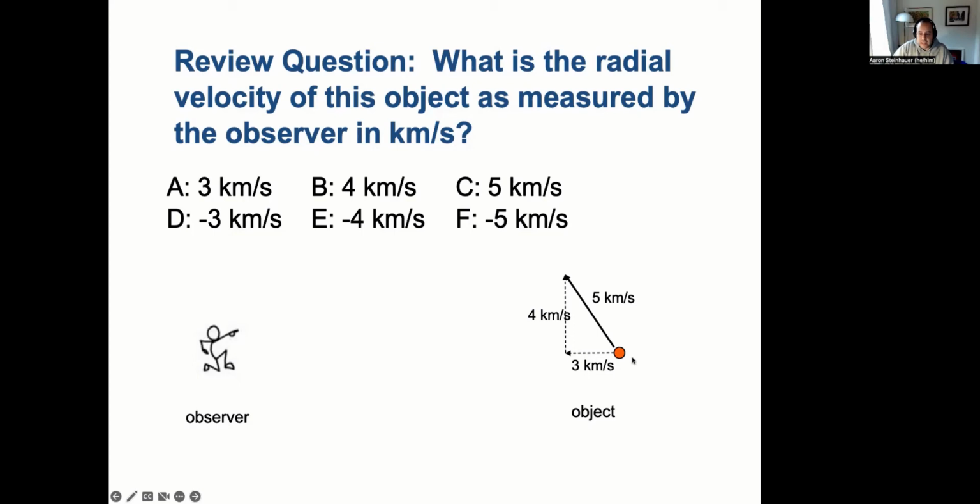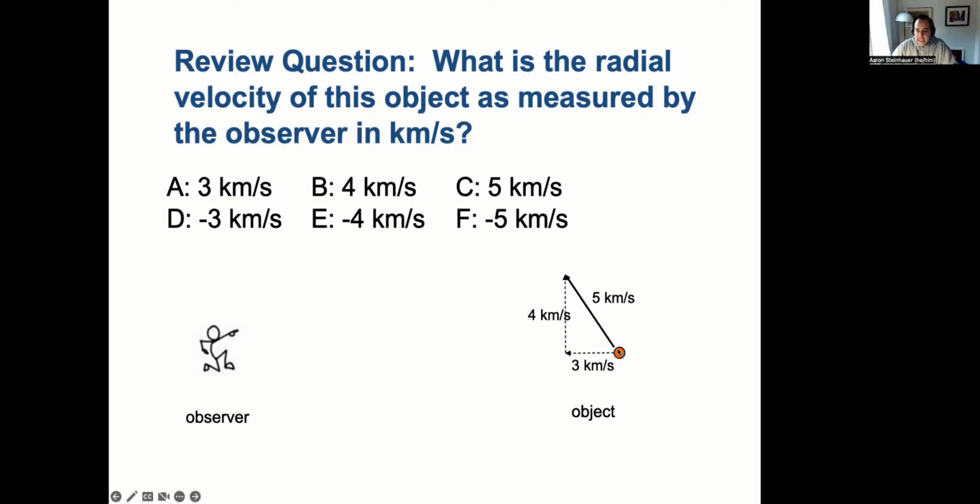So here is the question. Here we have some object with some three-dimensional or two-dimensional space velocity through space. And here's an observer that wants to know the radial velocity of this object as seen by this observer.